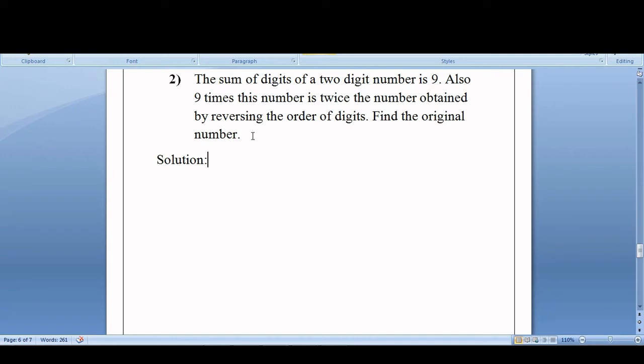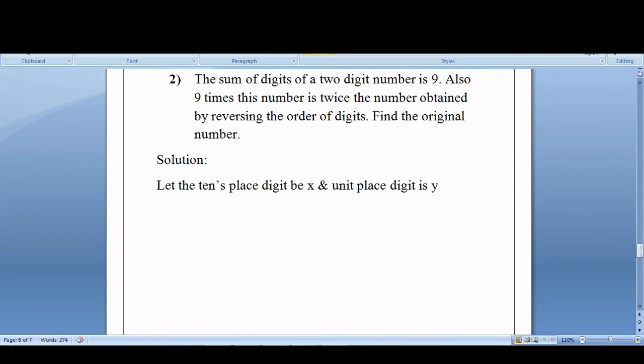First we have to let the 2 digits. Since it's a 2-digit number, the place values of the digits will be the tens place and the unit place. So let the tens place digit be x and the unit place digit be y.